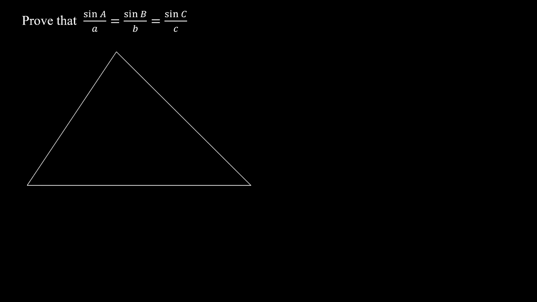So first things first, we're gonna draw our triangle with angles A, B, and C, and also with sides little a, little b, and little c. We're also gonna draw a red line that is perpendicular to side C, and a green line that is perpendicular to side B. Alright, so now this is where the magic really begins.